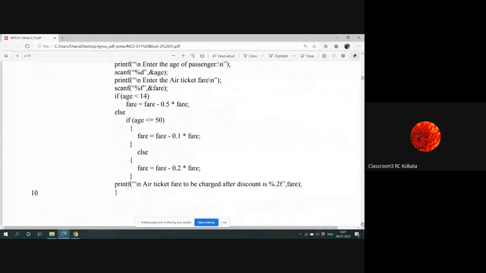If, no bracket. Why? Because there is only one statement. Else if, the new condition, age less than equal to 50, then the new value of fare. Else fare equals this. So tell me, what is the program?